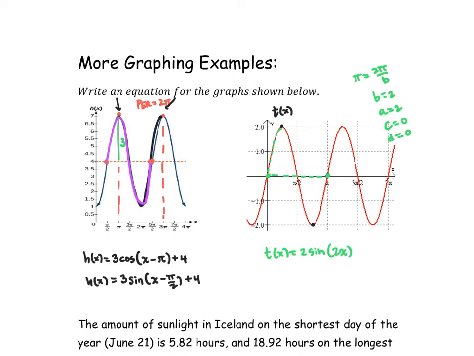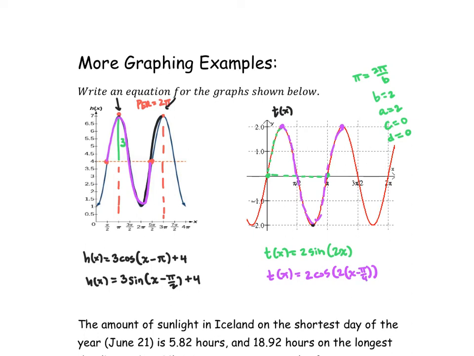Too easy. All right, now cosine, if we went from max to max, t of x, again, would be a positive 2 cosine of 2. What would be the horizontal shift here? Looks like pi over 4 units. X minus pi over 4 units.